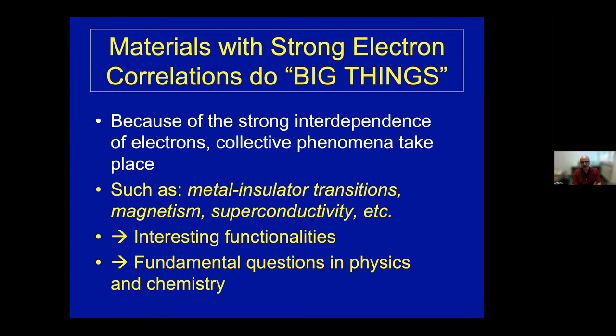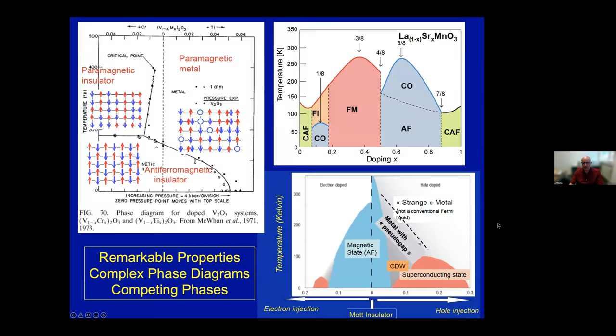These collective phenomena could be switching the material between a metallic and an insulating state, having magnetism, which is obviously a collective arrangement of spin moments, superconductivity, which is probably the archetypal quantum collective phenomenon, and so on. And these collective phenomena also pave the way to interesting functionalities and even perhaps interesting applications for electronics, for example, but also fundamental questions in physics and chemistry. So let me give you on the next slide a sort of overview of some of these collective phenomena.